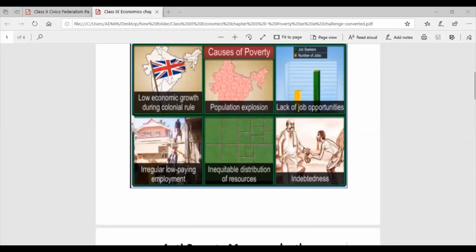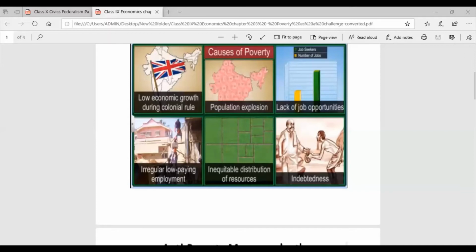Another important factor for the incidence of high poverty in India is the high degree of unemployment as well as underemployment. The job seekers are increasing at a higher rate than the increase in the employment opportunities. And we don't have sufficient industries also to accommodate the increased population. So unemployment is also a major cause for poverty.